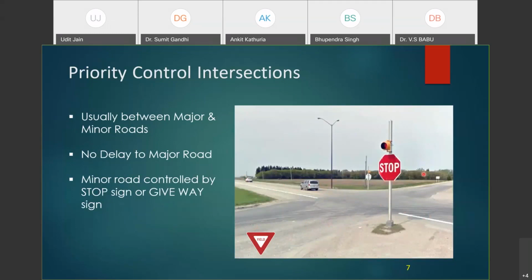So a stop sign or a yield sign is given on the minor road, which automatically gives precedence to the major road. The objective is that the vehicles on the major road should not face any delay. And the meaning of a stop sign or a yield sign is that the vehicles on the minor road have to mandatorily stop and give way to the traffic on the major road before they can cross the intersection.